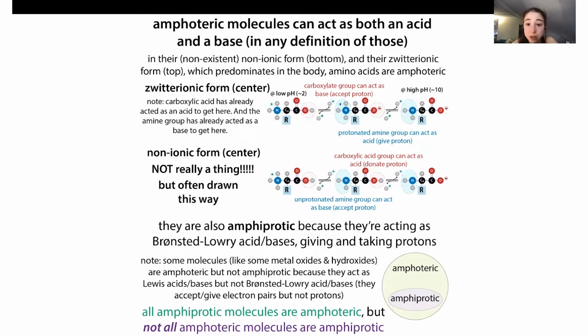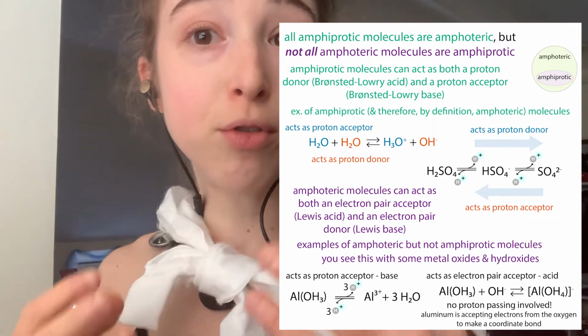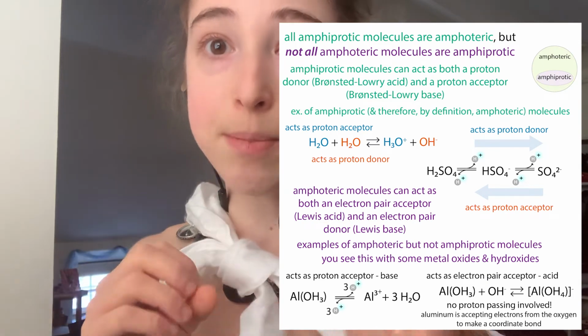So hopefully you won't get confused by that. But often we just talk about amino acids as being amphoteric without really thinking about what state it's in, because you can go back and forth between the acid and the base. But it's important to note that you can see here how this can act as an amphoteric molecule, giving and taking protons. It's also amphiprotic, which means that it can give and take protons.